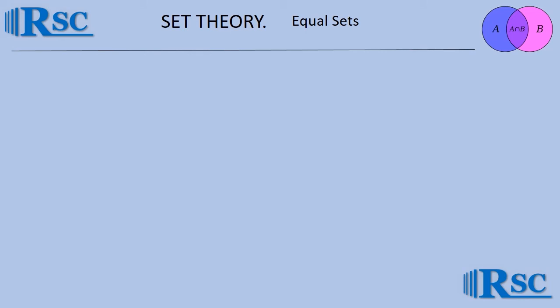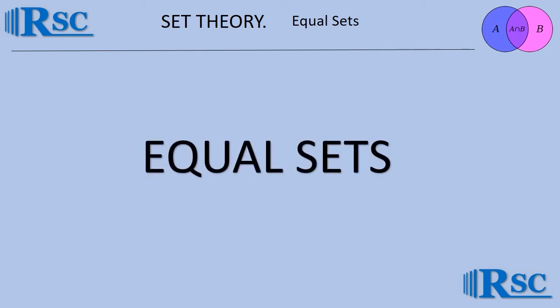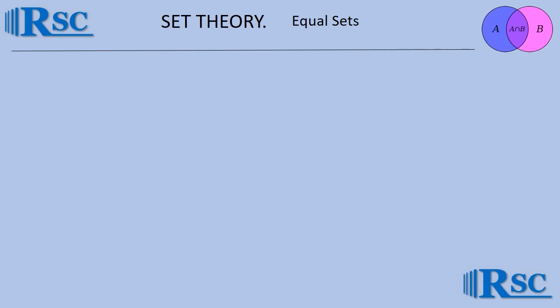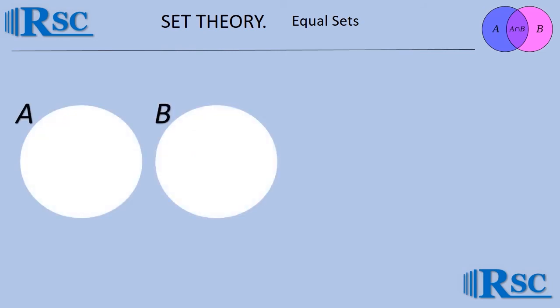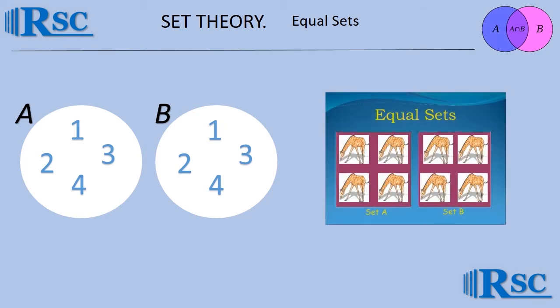And now let's look at equal sets. For two sets to be equal, they must have the same number of elements and also the same elements. That is, two sets A and B are equal only if all elements in A are also in B, and all elements in B are also in A.